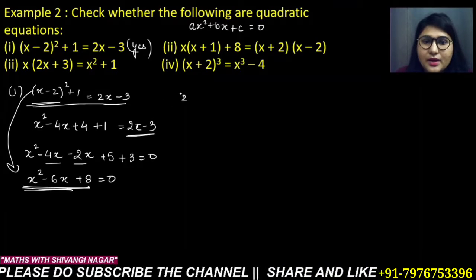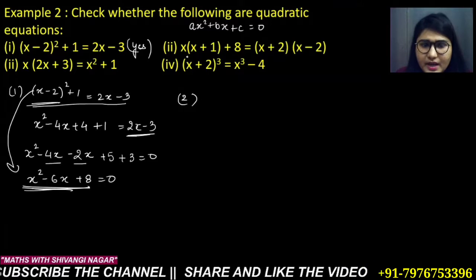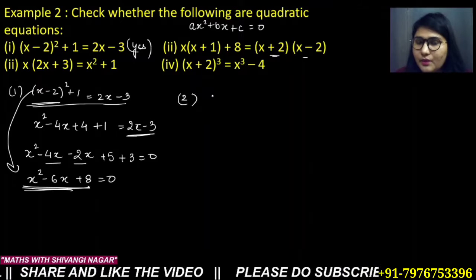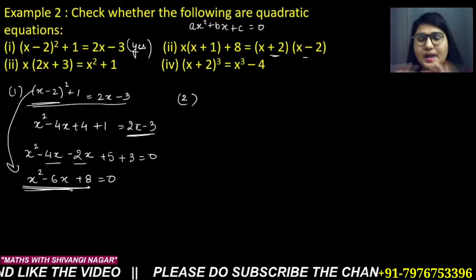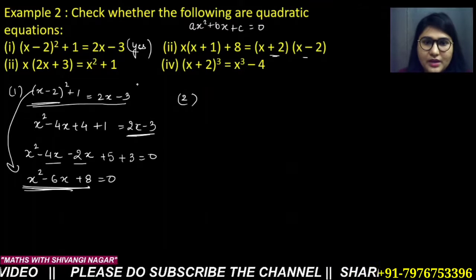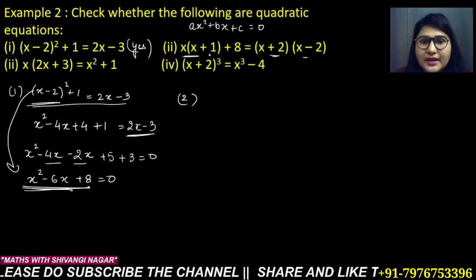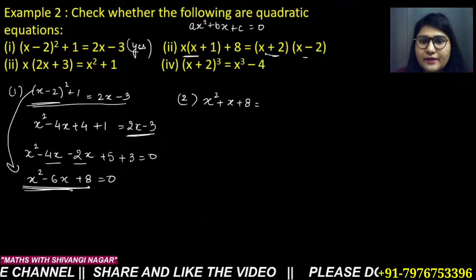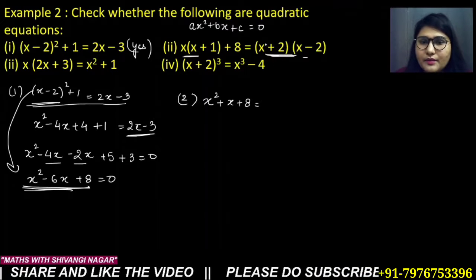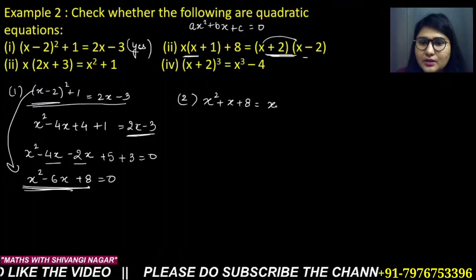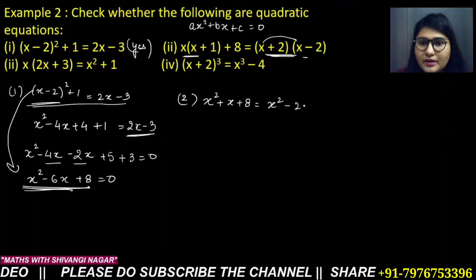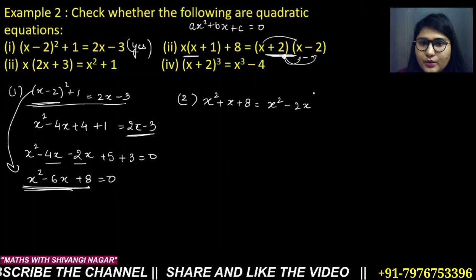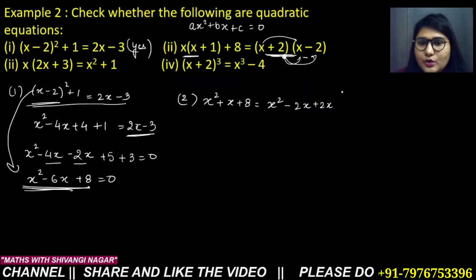Clear? Similarly, working on the second equation, we have x into (x plus 1) plus 8 is equal to (x plus 2) into (x minus 2). We will open all the brackets and multiply the terms using the distributive property. On the left hand side, x into (x plus 1) makes x square plus x, plus 8 is equal to. Similarly, opening the right hand side, we multiply x with x, which is x square, then x with minus 2, which is minus 2x. Then we multiply the second term with each term of the second bracket, so plus 2 into x is plus 2x, and plus 2 into minus 2 is minus 4.